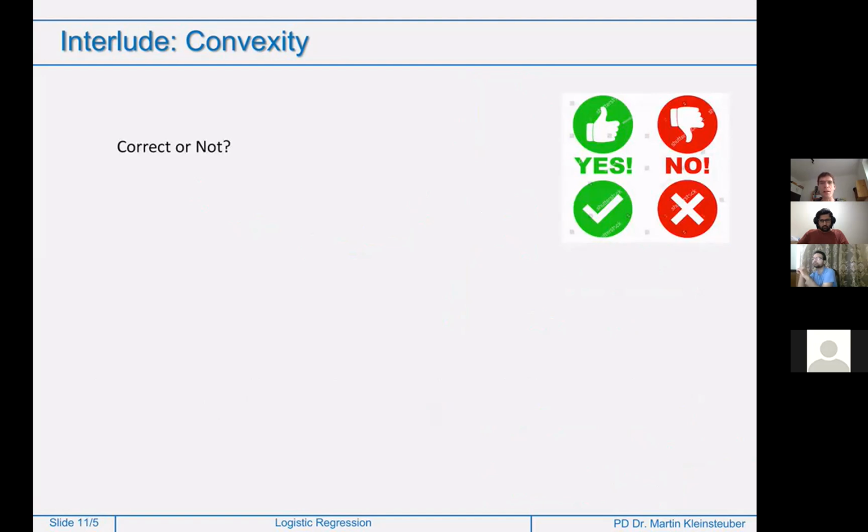So let's use the poll here in this chat, and the first question is: right or not correct. Every convex function has a minimum. Yes or no?